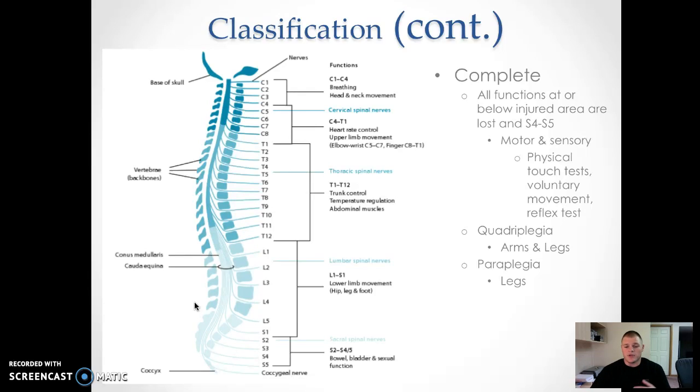Then there's quadriplegia or tetraplegia, which is affecting both the arms and legs, which happens higher up on the spinal column. Paraplegia, which is just the legs and the lower body, which happens lower on the spinal column.